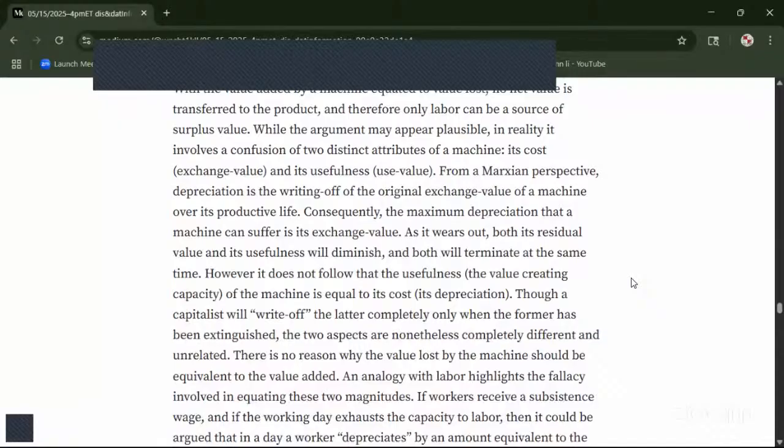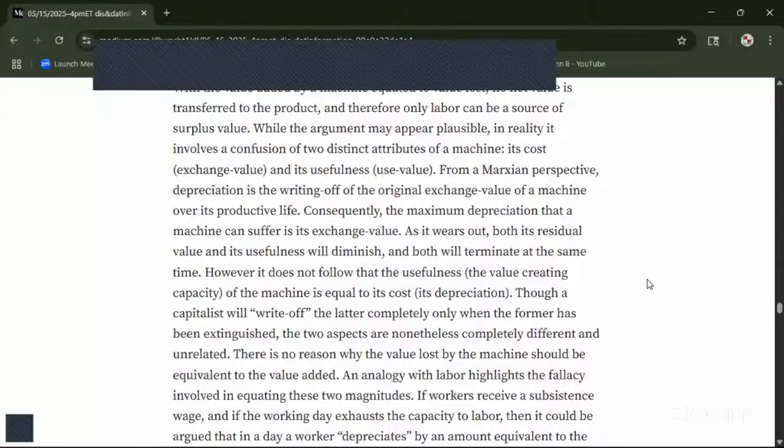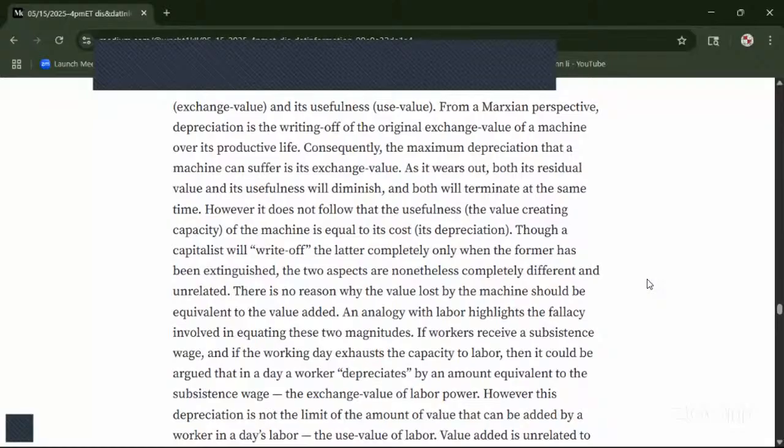However, it does not follow that the usefulness, that is, the value creating capacity of the machine, is equal to its cost, that is, its depreciation. Though a capitalist will write off the latter completely only when the former has been extinguished, the two aspects are nonetheless completely different and unrelated. There is no reason why the value lost by the machine should be equivalent to the value added. An analogy with labor highlights the fallacy involved in equating these two magnitudes.